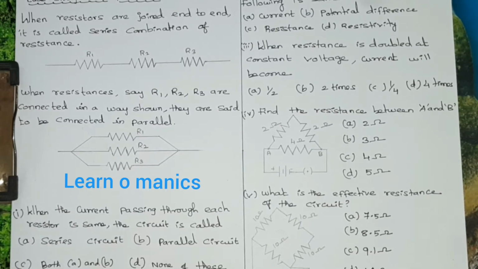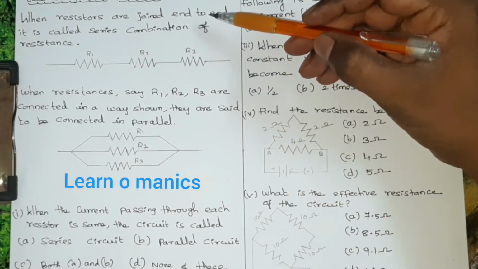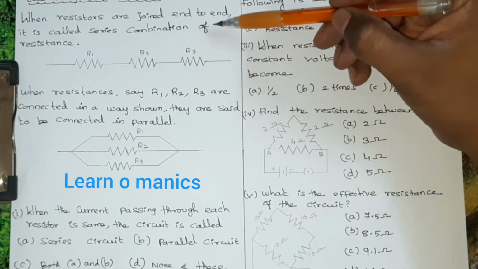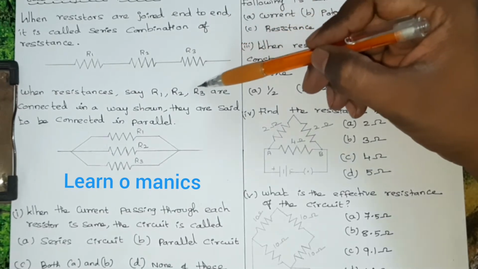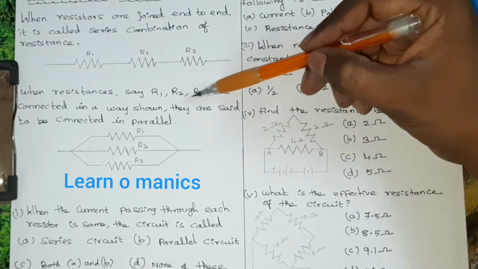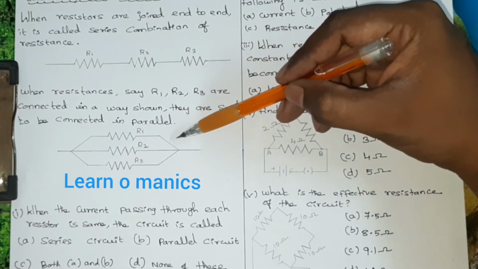This question is from grade 10, chapter 12, electricity, and the topic is series and parallel connection of resistors. Alright, let's read the information given over here. When the resistors are connected end to end, it is called a series combination of resistance, and the pictorial representation is given here. The next information is, when the resistors are connected in the way shown, then they are said to be a parallel connection, and the pictorial representation is here.